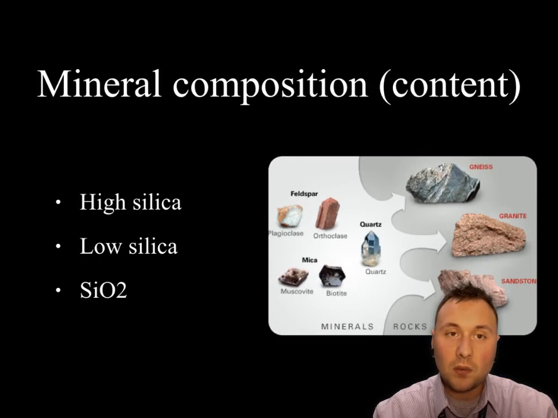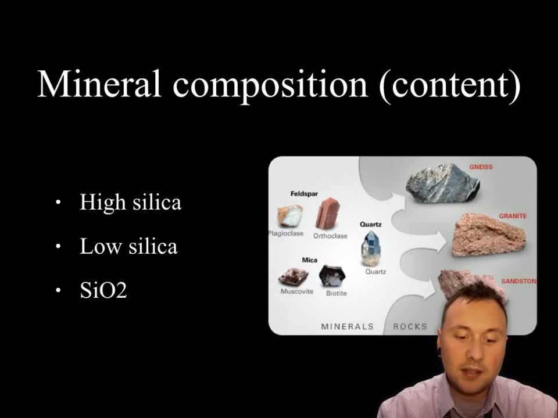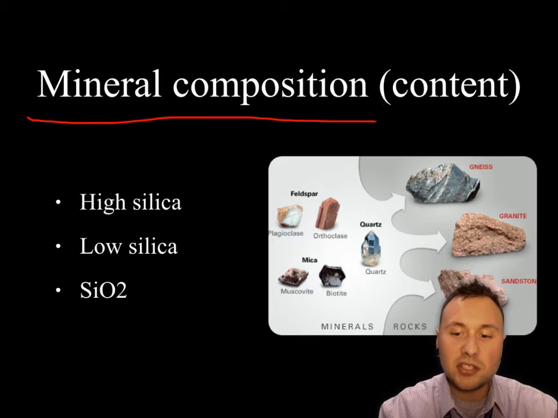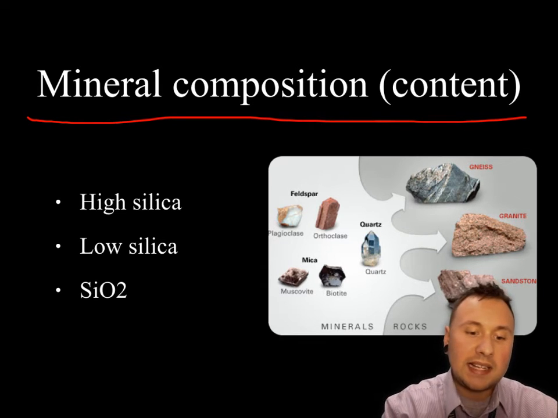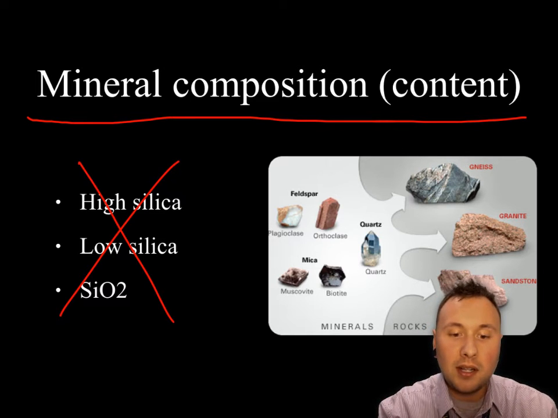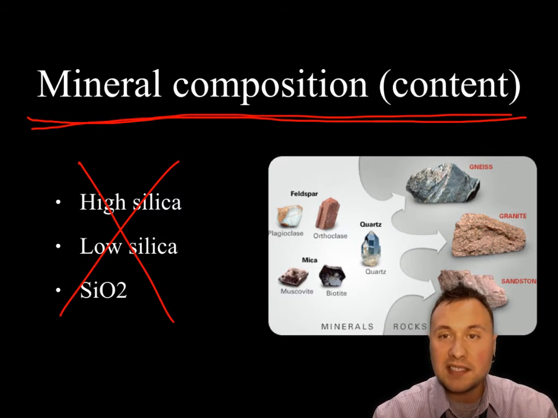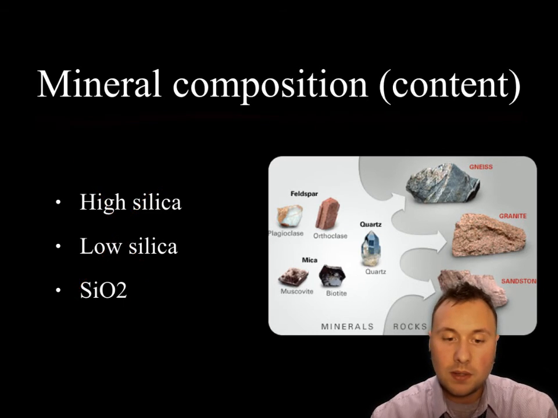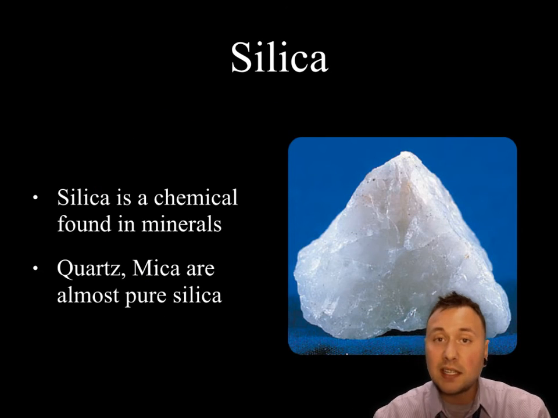Okay, so right here, get this down as a header. Mineral composition or content. Right now, these down here, high silica, low silica, and SiO2, are going to be written down as bullet points, but just get this top part, mineral composition or content, as a header. Now, next up, silica.